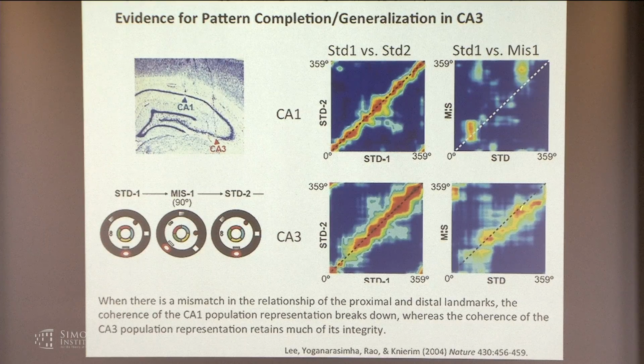Right. Had these cells been controlled by the global cues, this correlation band would have been on this side of the diagonal. And when we record from medial entorhinal cortex, that's exactly what happens. The medial entorhinal cortex cells are controlled by the global cues. I'm not going to show that data, but we know that.